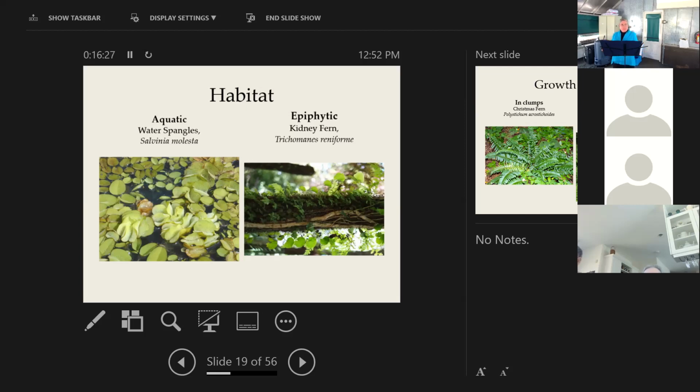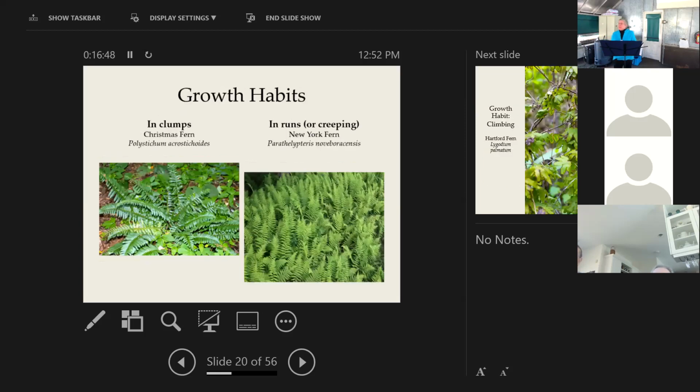Does a fern like sun? Well, some ferns can tolerate quite a bit of sun. More of them we think of as needing some shade or a lot of shade. Does it grow best in acidic soils or alkaline soils or neutral soils, or does it not give a hoot what kind of soil it is? It can grow in a lot of conditions. Some ferns are very flexible that way.